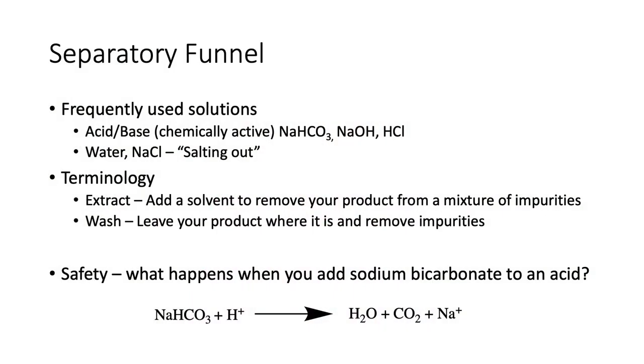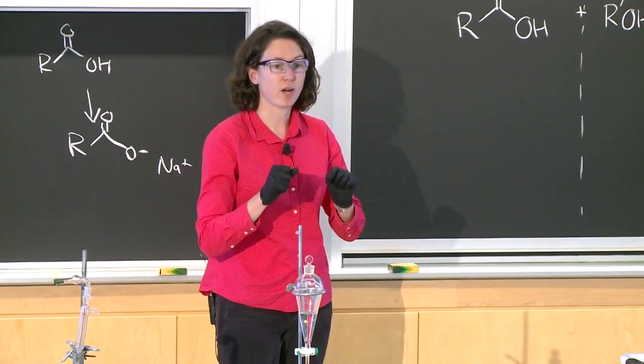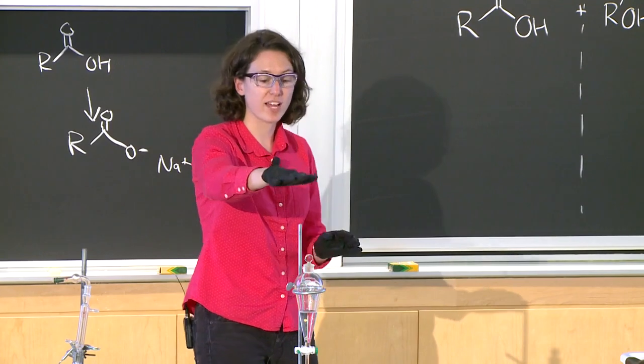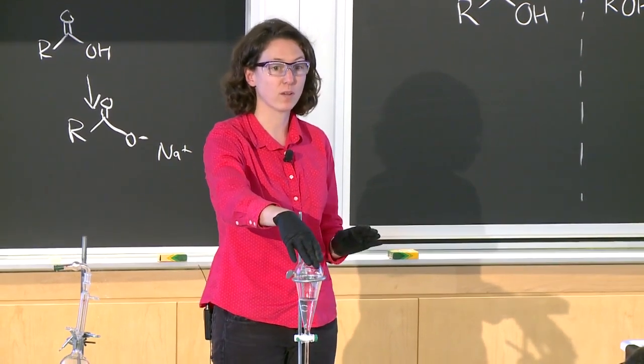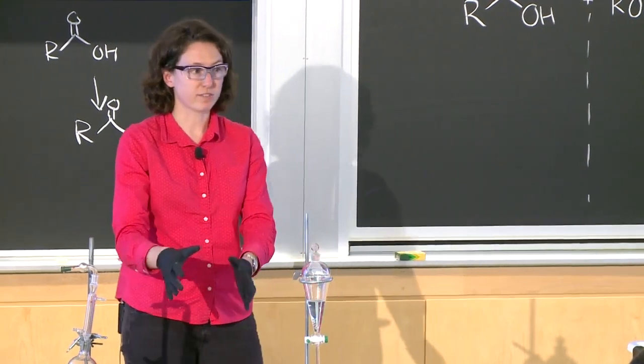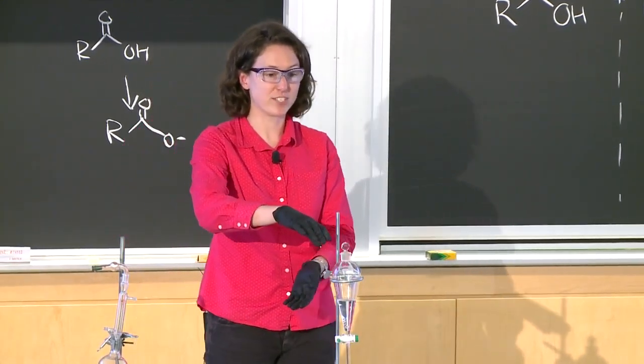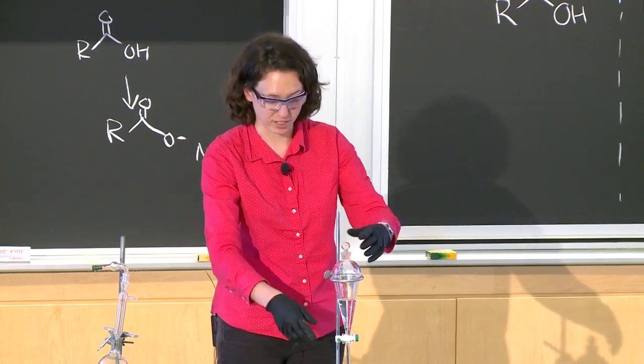What happens when you add sodium bicarbonate to an acid? You get a gas. You get carbon dioxide. Think baking soda and vinegar volcano. So when you are first adding your sodium bicarbonate to your product, you want to not do it right away in the separatory funnel, or else you're going to build up a whole lot of pressure and it's going to create an unsafe situation. So you will add those to a beaker first, wait for the bubbling to stop, and then you can pour it into your separatory funnel and you can do the extraction.